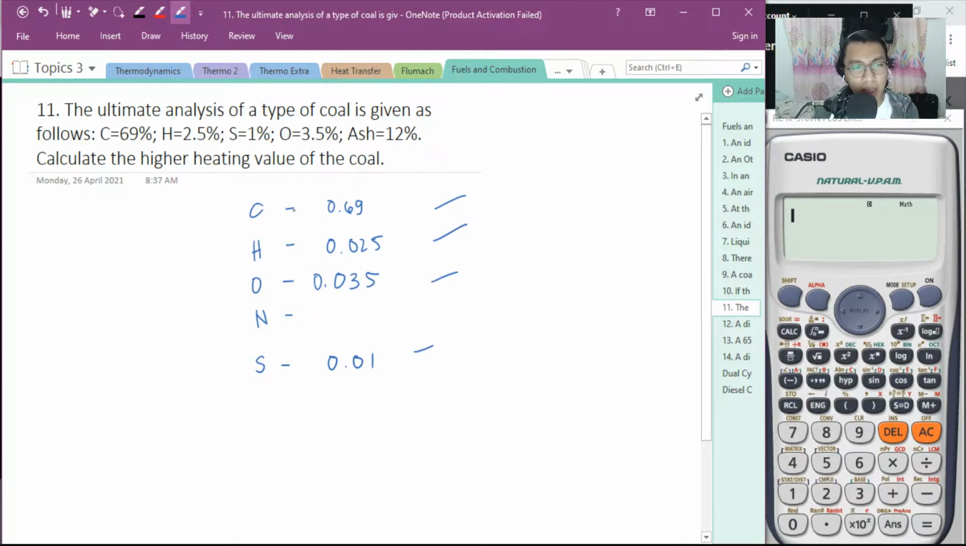Sir, ano bang hinahanap dito? Calculate the higher heating value of the coal. Di ba ang higher heating value of the coal, you can get it only using yung formula ni Dulong. Dulong's formula. Sir, only for solid fuels.